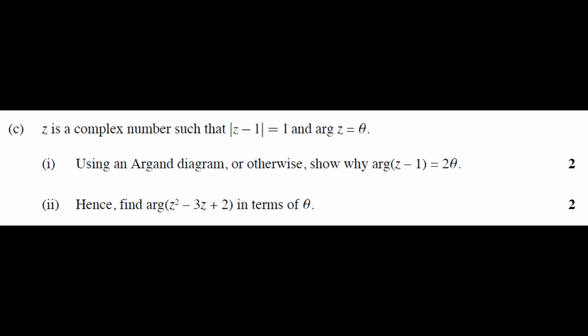And in this video I'm going to focus on part 2, which says, hence find the arg of z squared minus 3z plus 2 in terms of theta, noting that theta in the context of this question is the arg of z, and we've already just shown in part 1 that the arg of z minus 1 is equal to 2 theta. The word hence in this part 2 gives us the hint that we're going to want to rely on that result. So let's take a look.